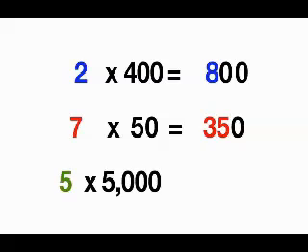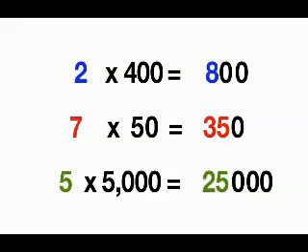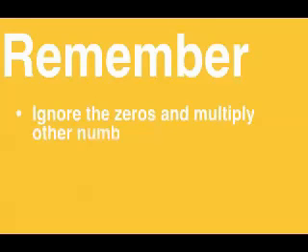And here's your last one. 5 times 5,000. What does it equal? Well, 5 times 5 is 25, and then you add 3 zeros. 1, 2, 3. The answer is 25,000. So from today, remember, when you're multiplying by tens, hundreds, and thousands, ignore the zeros and multiply the other numbers to start. Then all you need to do is add in the zeros at the end.